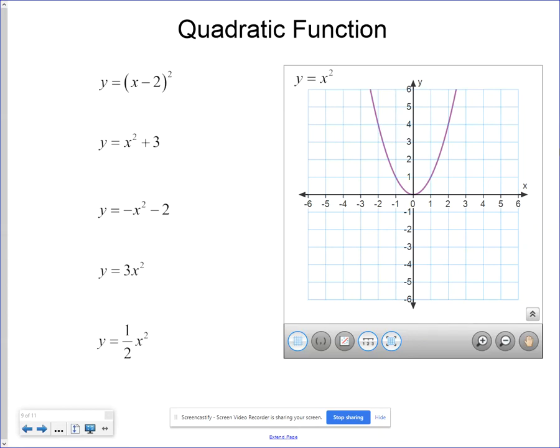All right, we have one last family to look at, the quadratic function family. Over to the right, I have the parent, y equals x squared graphed. And then to the left, I have some family members. Let's see how the different values affect the parent graph. Let's look at our first one. Y equals the quantity x minus 2 squared.